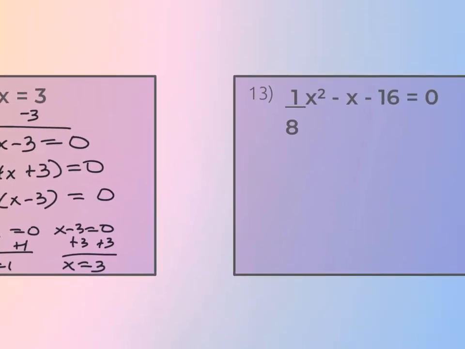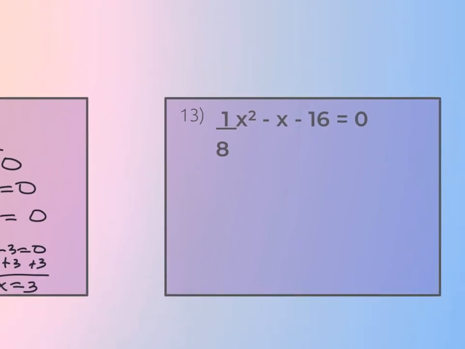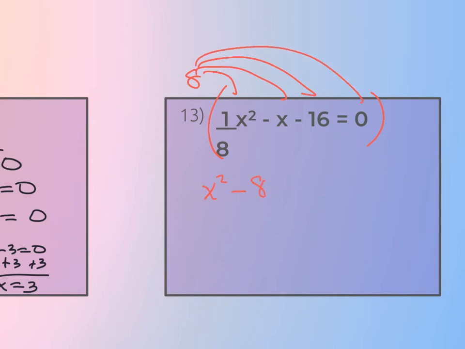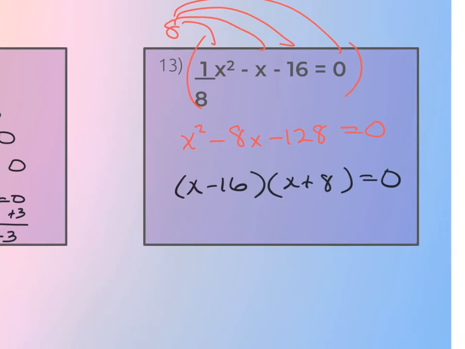The last one has a fraction. I'm going to go ahead and multiply everything in my equation by the common denominator, which is 8. So I'm going to multiply my entire equation by 8, every piece. And this gives me x squared minus 8x minus 128 equals 0. I'm now looking for the factors of -128 that give me 8 when I add them. And this is going to be -16 and +8. I set each factor equal to 0.